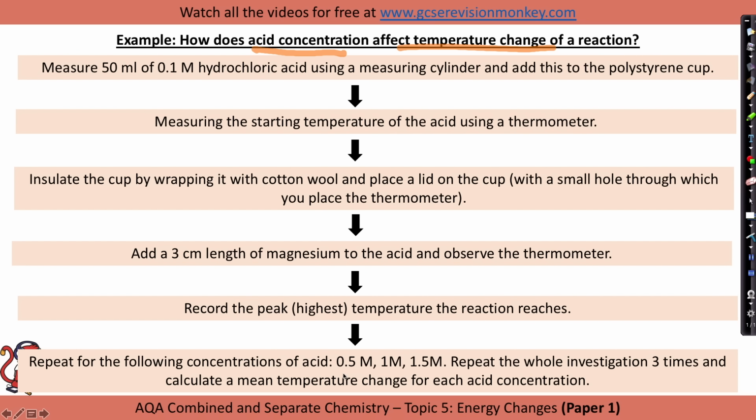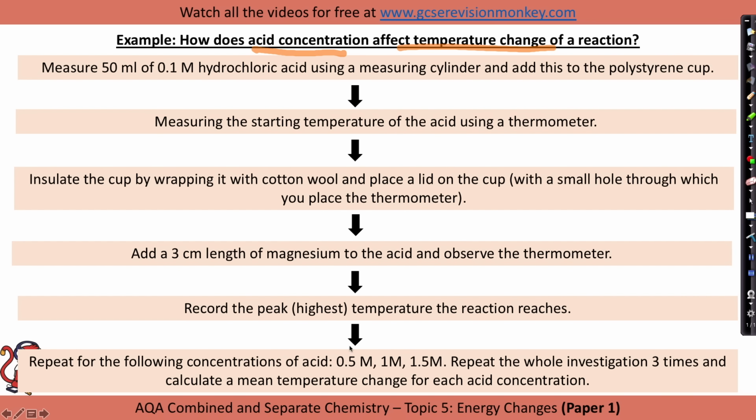Make sure you list them in the exam, for example 0.5 molar, 1 molar and 1.5 molar, and repeat the whole investigation 3 times and calculate a mean temperature change for each acid concentration. And you should find that this one is an exothermic reaction.